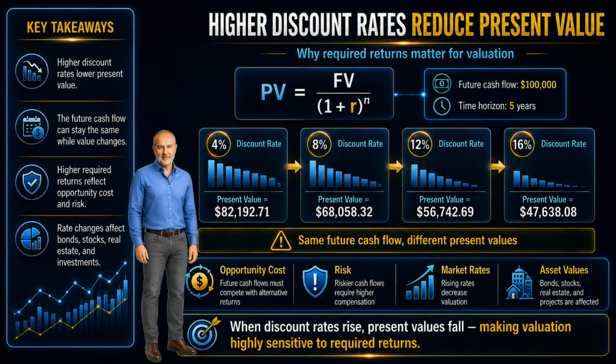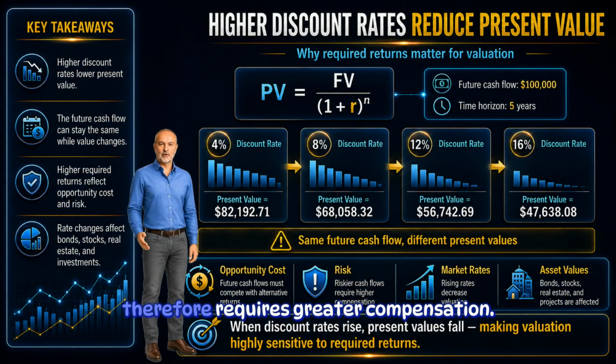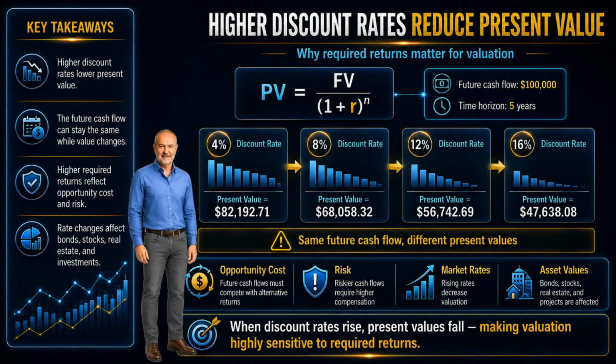One of the most important relationships in finance is this: higher discount rates reduce present value. Let us think carefully about why. A higher discount rate means the future cash flow must compete against a more attractive alternative return. It may also mean that the future cash flow is riskier and therefore requires greater compensation.